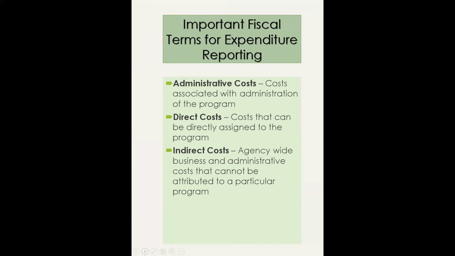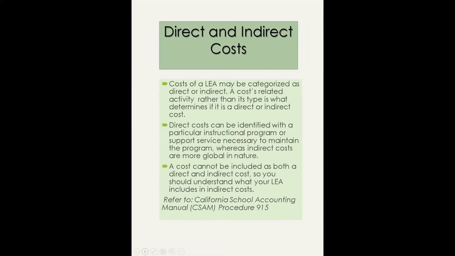The difference, and again, I think we probably just said that: an administrative cost of an LEA can be either direct or indirect. And again, a cost can't be included as both. Where we're referring you here is the California School Accounting Manual. Procedure 915 talks about indirect costs and direct costs and what the difference is.